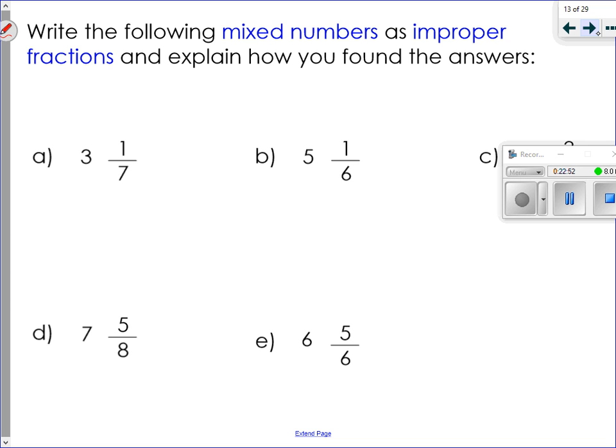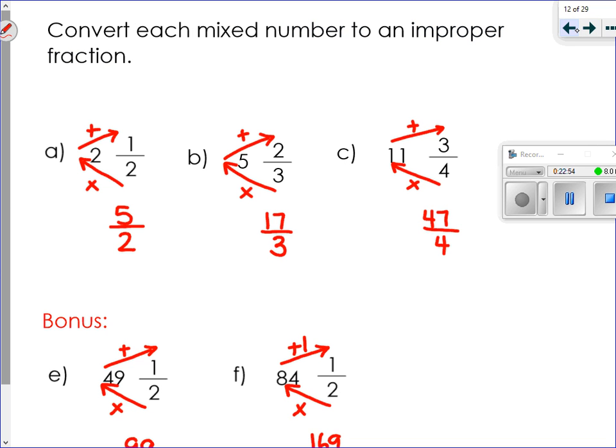Okay, we'll save these ones for next day. I think that's enough for today. Just learning how to convert mixed numbers into improper fractions. Just remember that you multiply this way and then you add this way, and that your denominator always stays what it was in the fraction. That never changes. Okay?